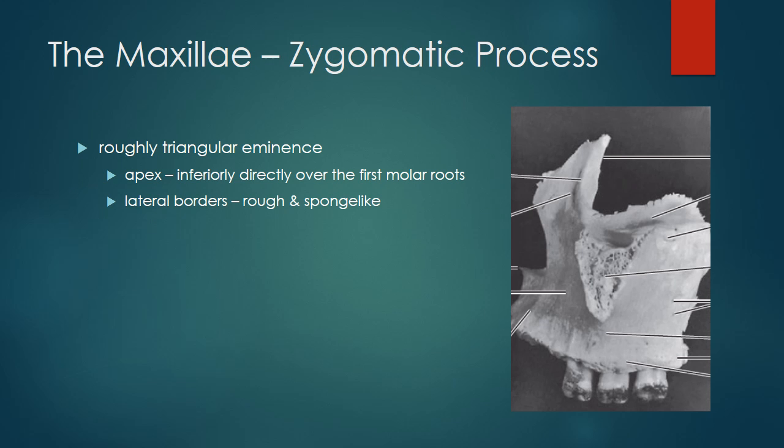Now we'll discuss the different processes of the maxilla. First, the zygomatic process. The zygomatic process is a roughly triangular eminence with its apex directed inferiorly over the first molar roots. The lateral borders are rough and sponge-like.